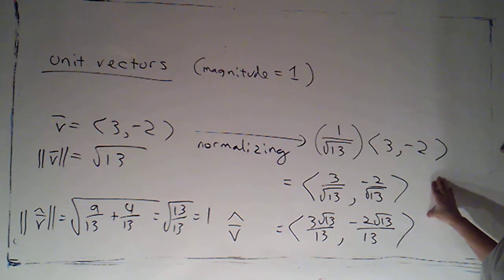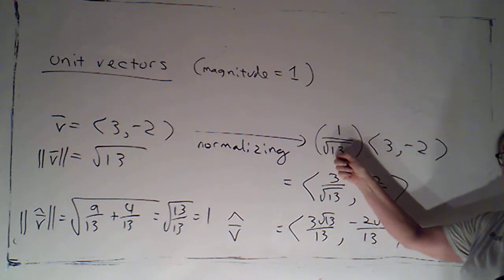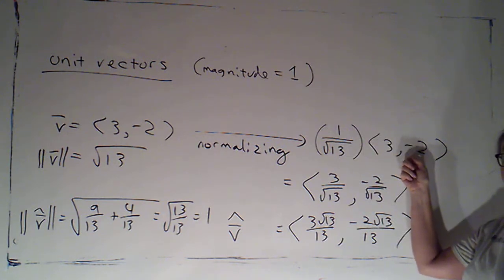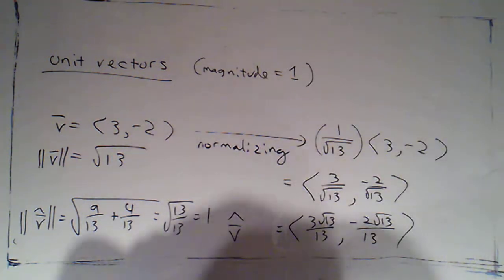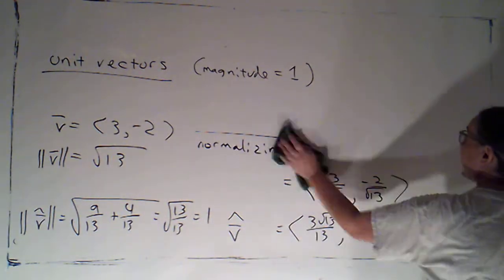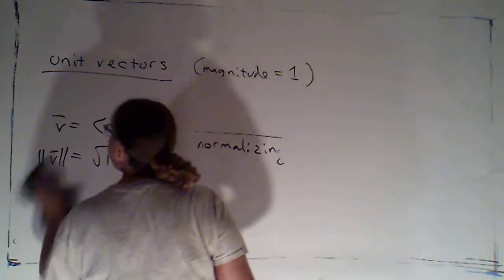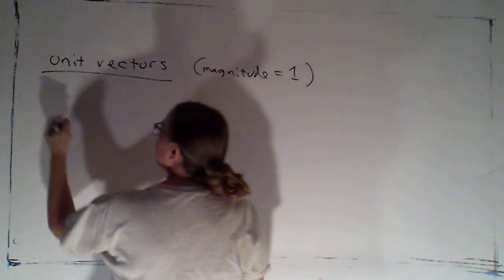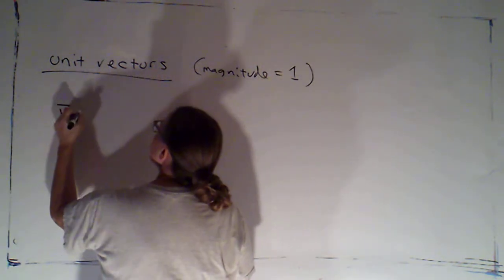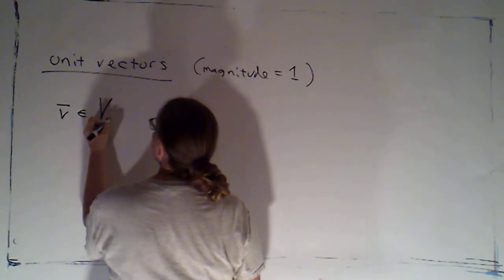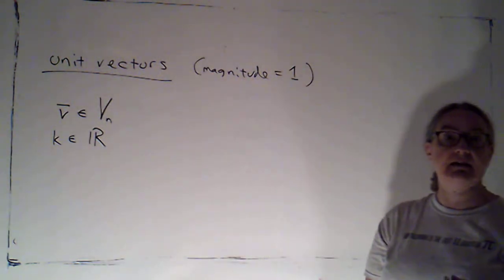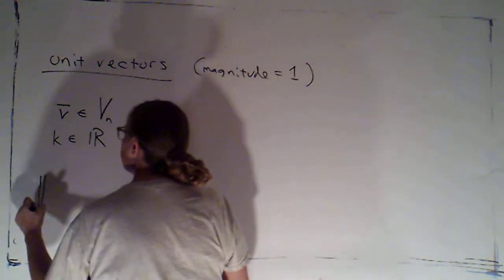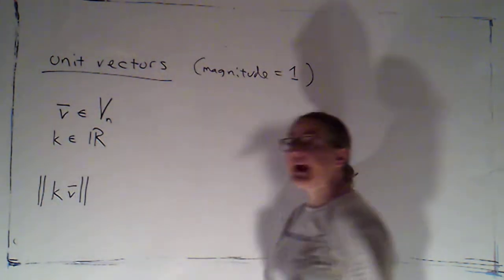This actually illustrates a fact about how scaling a vector affects the magnitude. Scaling a vector, if I'm scaling by a positive number, I'm just going to multiply the magnitude by that number. I do need to be careful though, because scalars are allowed to be negative. So let's suppose that v is a vector in n space, and let's suppose that k is a real number. k is a scalar. And I want to talk about what is the magnitude of k times v.